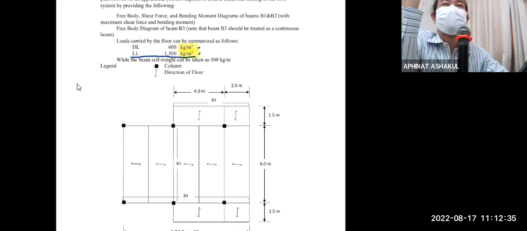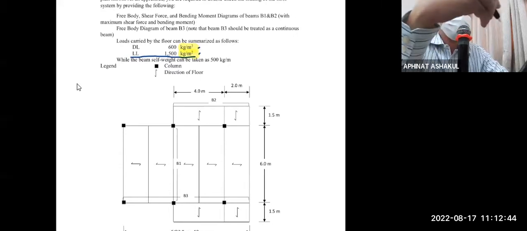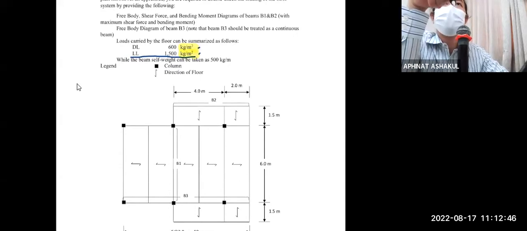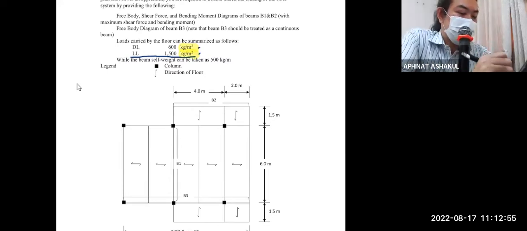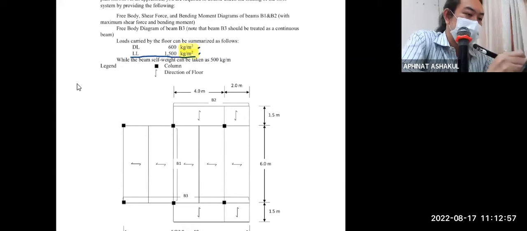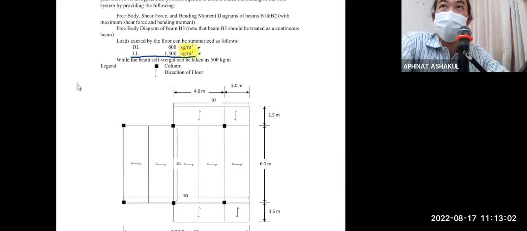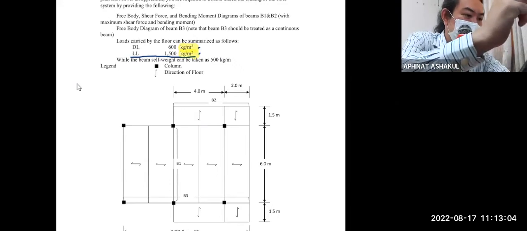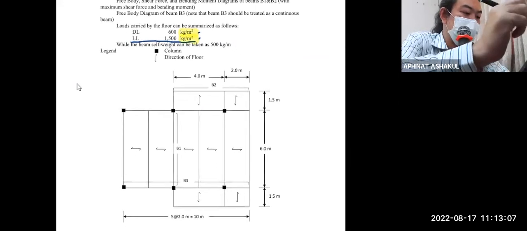This is, if you ask me, very easy stuff. And if some students are going to make some mistakes, generally it comes from the error in calculating the load. And once your load is wrong, the rest is garbage. Correct? So let's say the beam B1 is pretty simple here. It's there to support the floor. Correct?